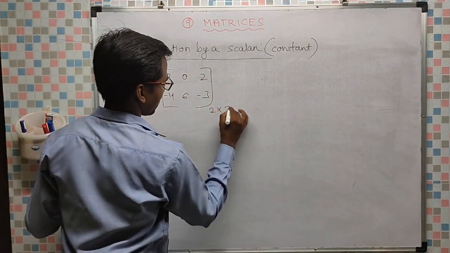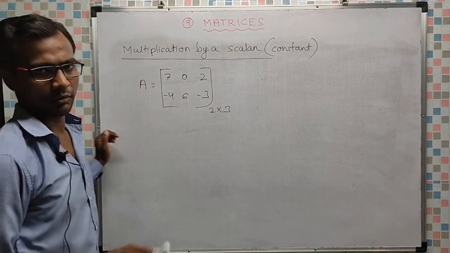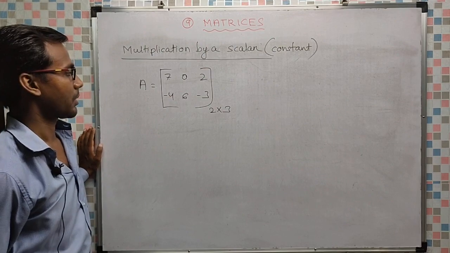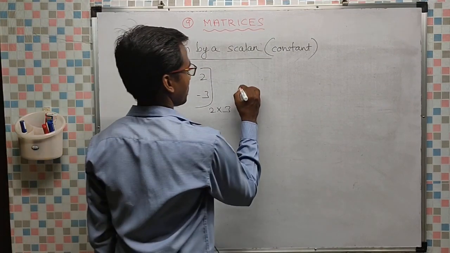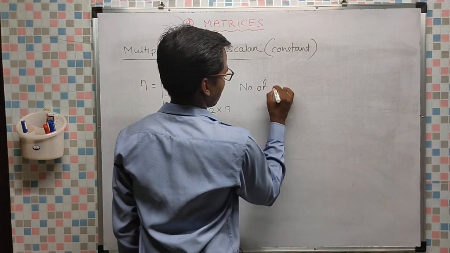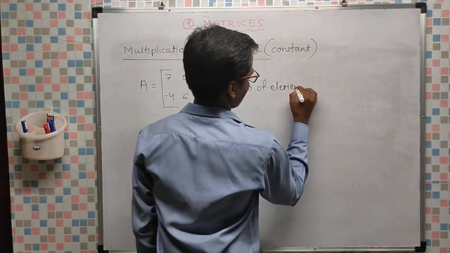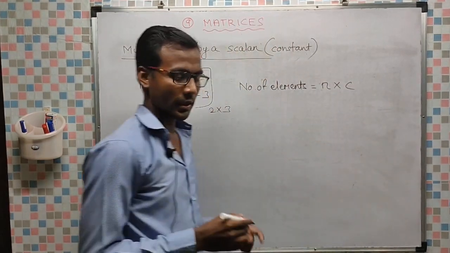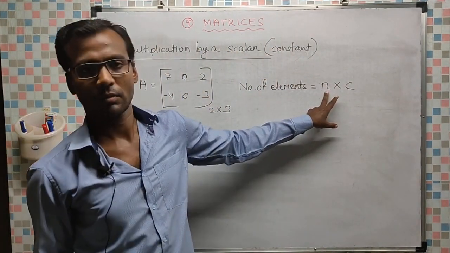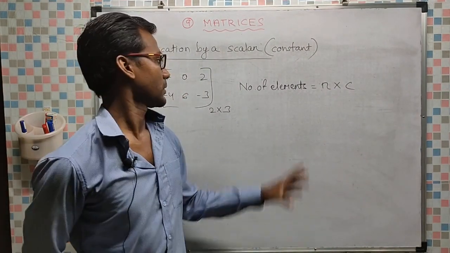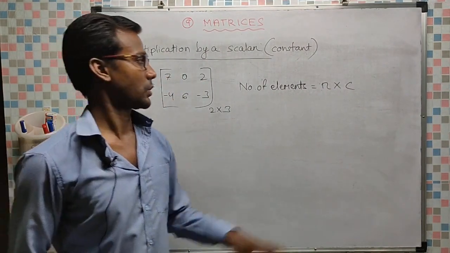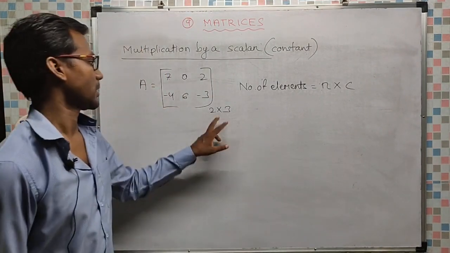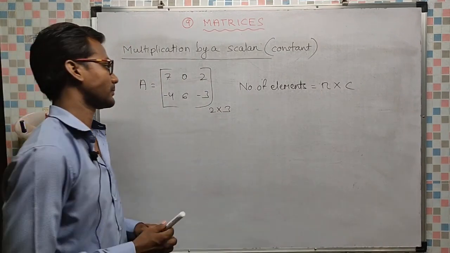Its order is 2 by 3. It is a rectangular matrix. Okay. These are the elements. There are 6 elements. Remember, number of elements is equal to R into C, where R is the number of rows, C is the number of columns. The total number of elements in a given matrix is equal to R into C. Here number of elements is 2 into 3, that is 6.